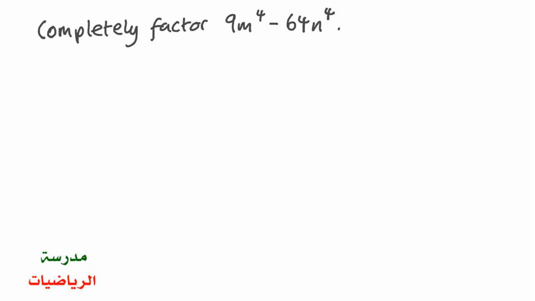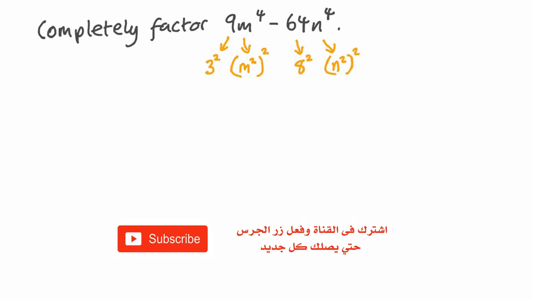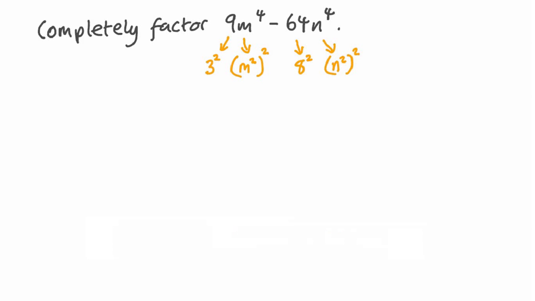Completely factor 9m to the power of 4 minus 64n to the power of 4. And what we need to notice here is that 9 is 3 squared. M to the power of 4 is m squared, squared. 64 is 8 squared, and n to the 4 is n squared, squared. So we can think of this as 3 times 3 times m squared, or in fact 3m squared, squared.